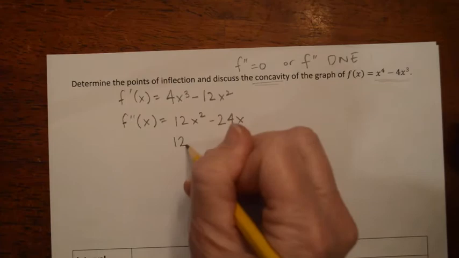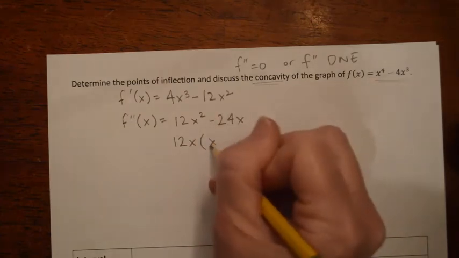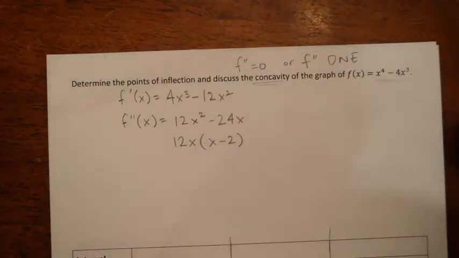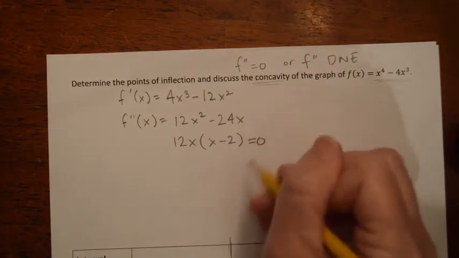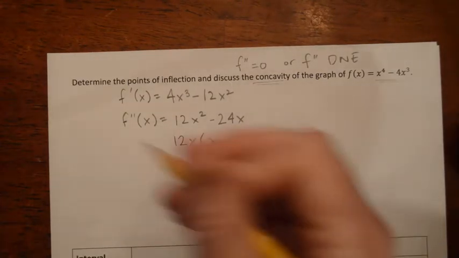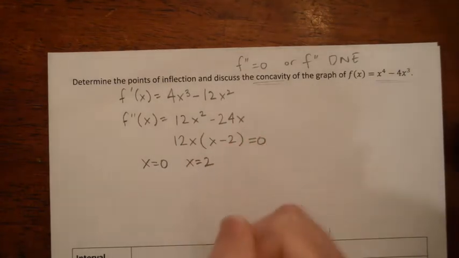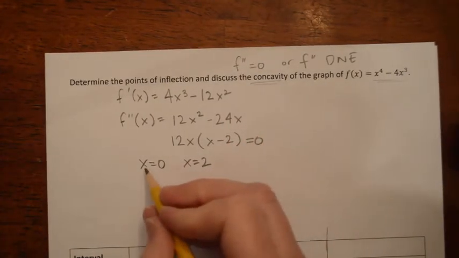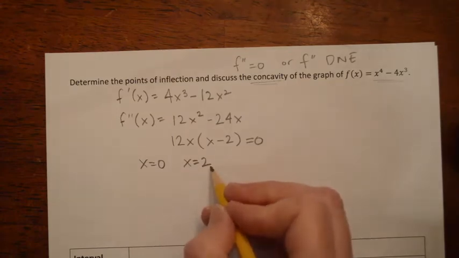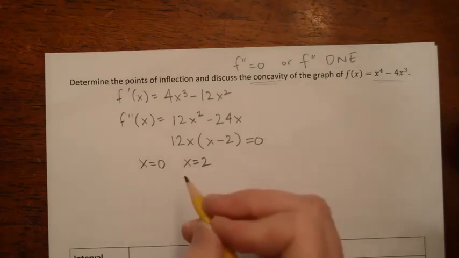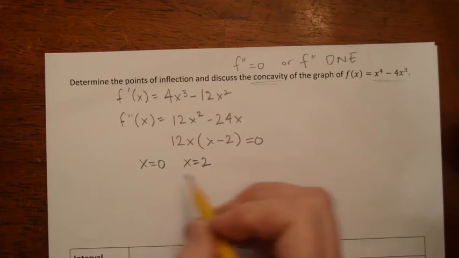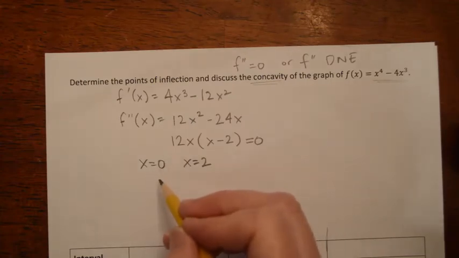I'm going to take out a 12x, and I'm going to be left with x minus 2. And I want to know when that's 0. Well, it's going to happen when x equals 0 or when x equals 2. All right, so these are acting as the borders of regions where it could be concave up or concave down or something. So we're going to set up our intervals.